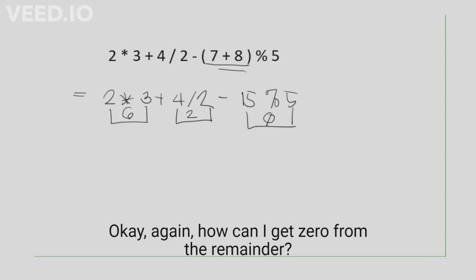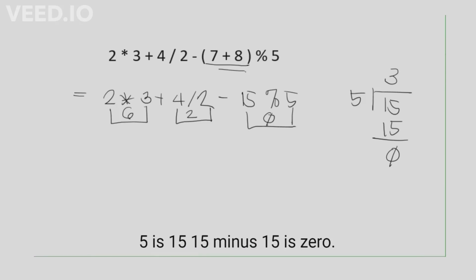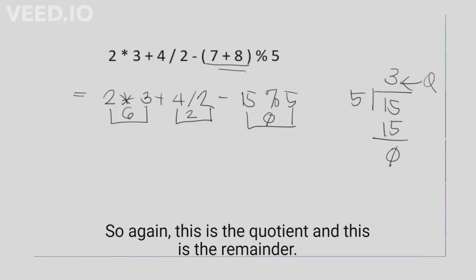Again, how can I get 0 from the remainder? 15 divided by 5 is 3. 3 times 5 is 15. 15 minus 15 is 0. So again, this is the quotient and this is the remainder.